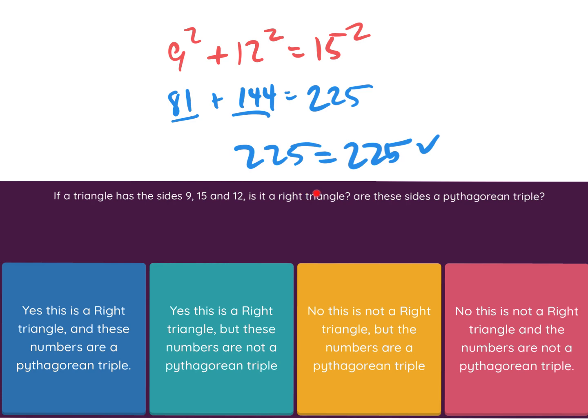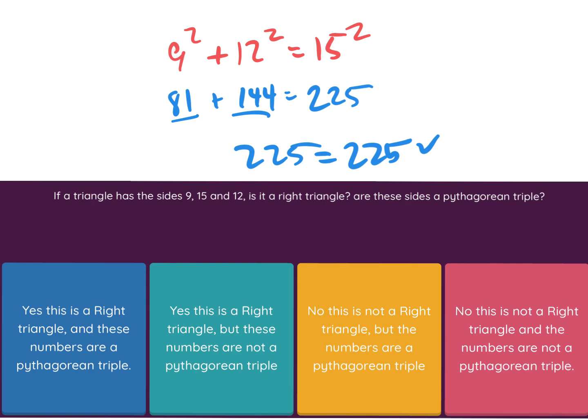Yes, it is. Are these sides a Pythagorean triple? Yes, it is. Why? Because they're nice, right? You have the 9, 12, 15. As a matter of fact, if you divided 9, 12, and 15 by 3, you end up with that Pythagorean triple that my uncle uses, 3, 4, 5.